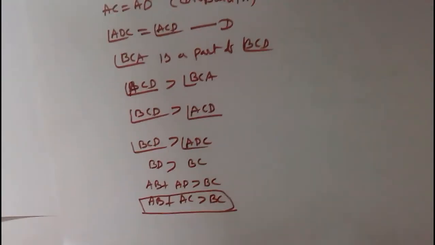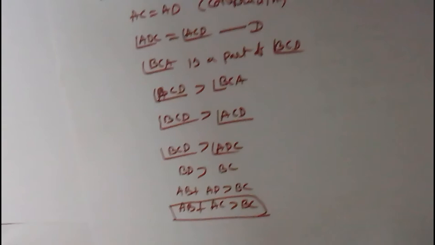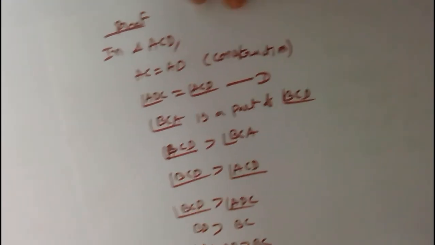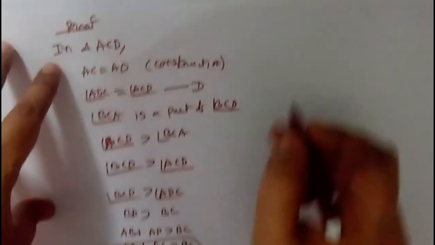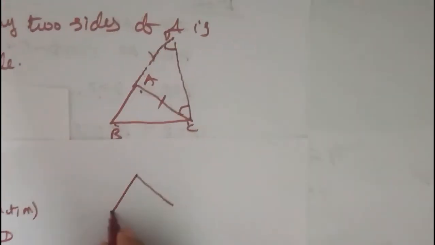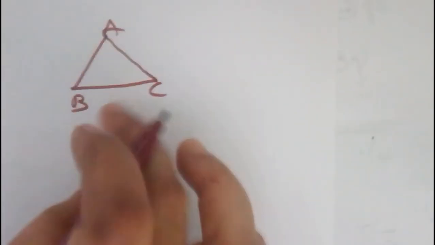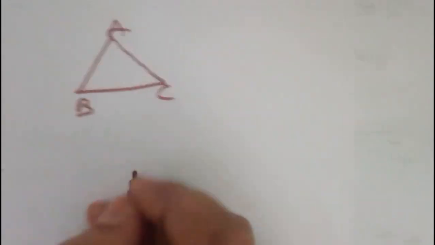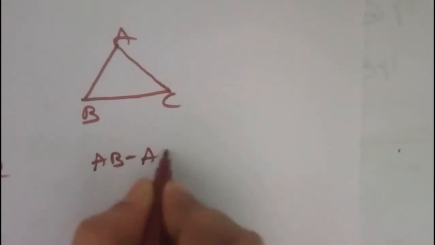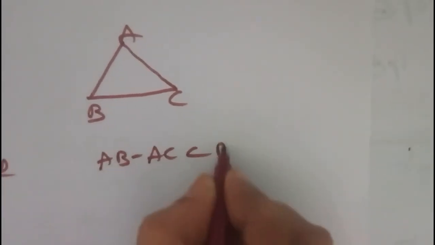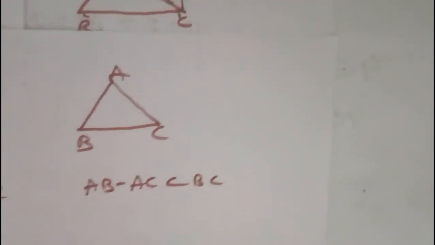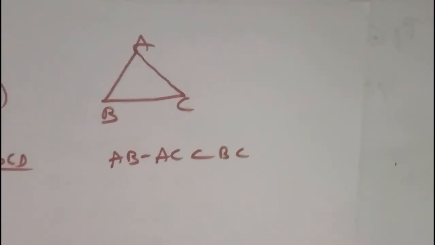We have one more inequality. Here the sum is greater than the third side. The other inequality is that the difference of any two sides is less than the third side. It is a triangle ABC. The sum of two sides is greater than the third side: AB plus AC is greater than BC. In the same way, the difference of any two sides, AB minus AC, is less than BC. Sum is greater than the third side, difference is less than the third side.